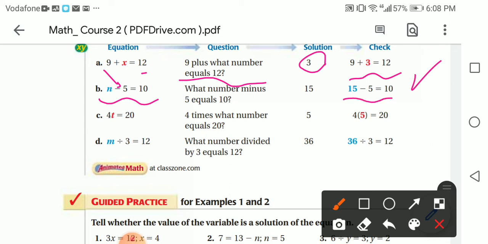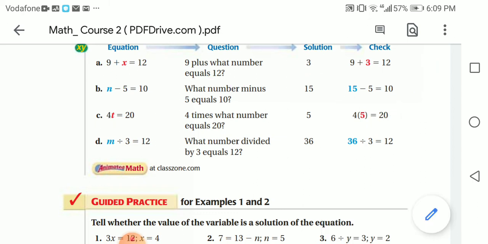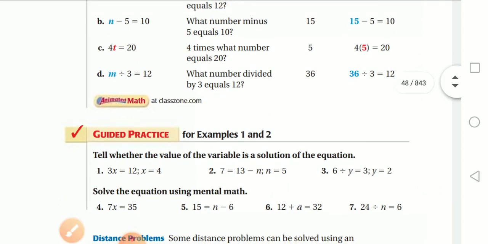4n equals 20. 4 times what gives me 20? 4 times 5. So this is the mental math. It's very interesting. m divided by 3 equals 12. The question I should ask myself: what number divided by 3 equals 12? So it comes to my mind, 36. 36 divided by 3 equals 12. So this is using your mental math, using your mind in answering.